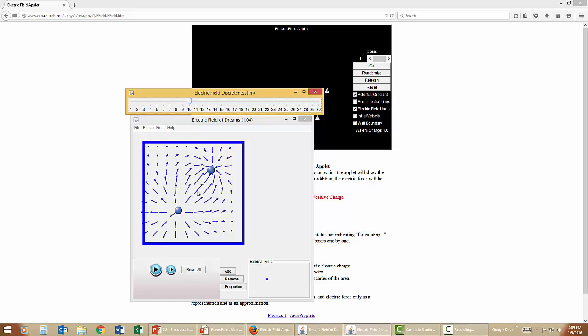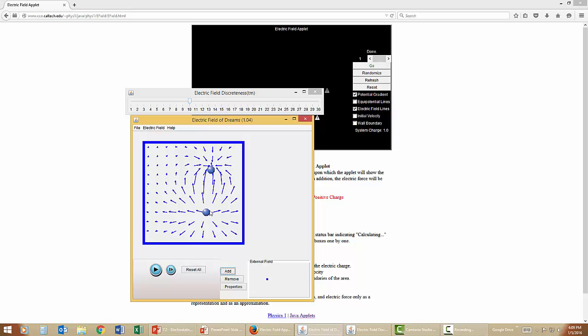So if we look here at two charges, this one here is a positive charge and this one is a negative charge. So these are the electric field at different locations. They would be going in towards this charge and away from this charge. And if we move this around, it's going to change our electric field a bit.